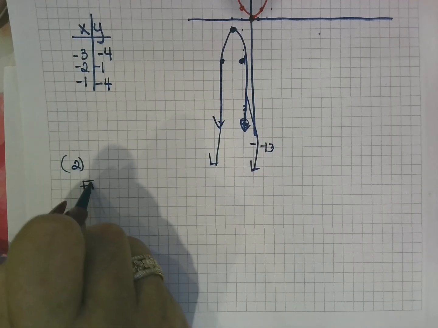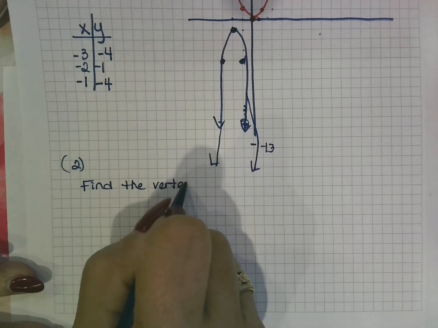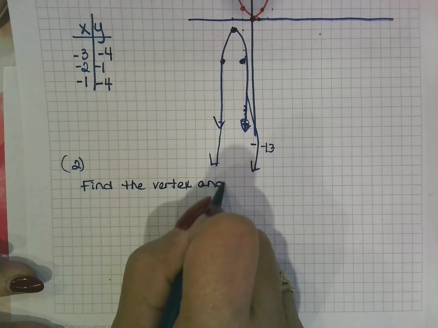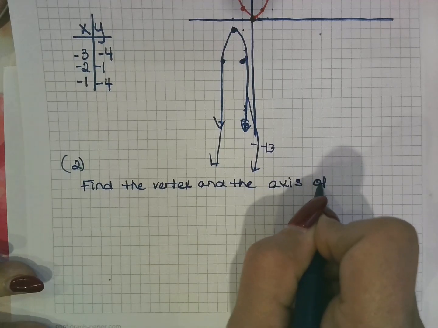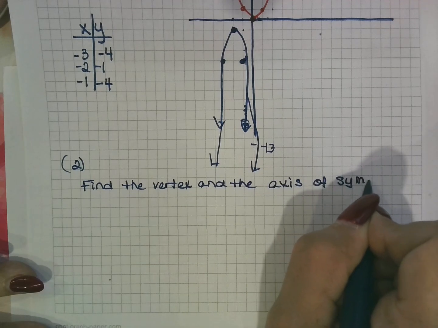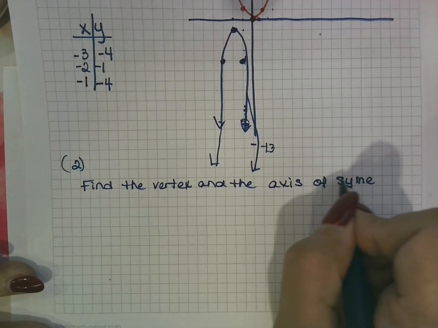Number 2. Find the vertex and the axis of symmetry. Symmetry. Am I writing that right? Nope.